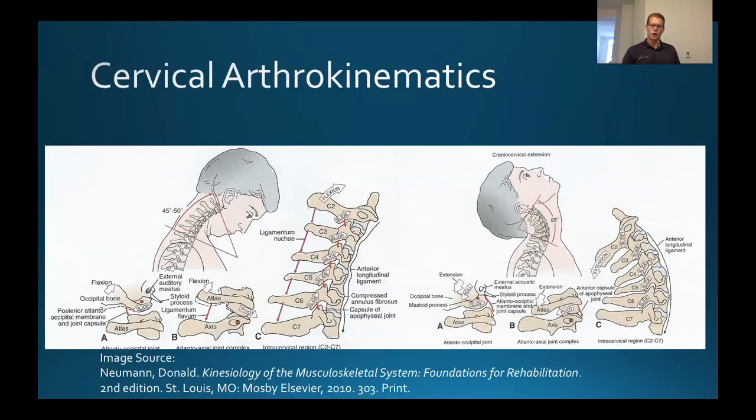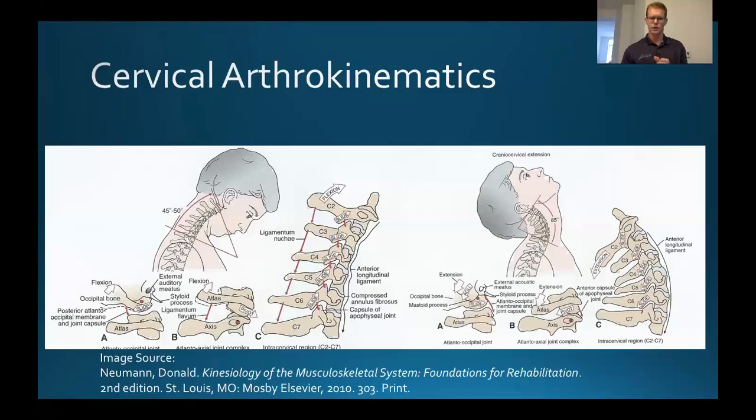Looking at the cervical arthrokinematics, what we're talking about here is how those facet joints are moving on one another. This can be thought of in two different things. So we're going to talk about it as right here on the next two slides. That's going to be the lower cervical spine, from the C2-3 down to C6, C7. Upper cervical spine, the C0 to C2 region, is what we're going to cover next, and that doesn't apply to what we're talking about right here.